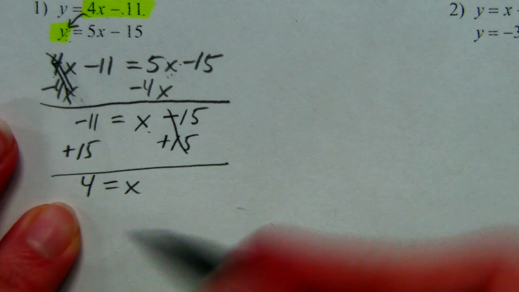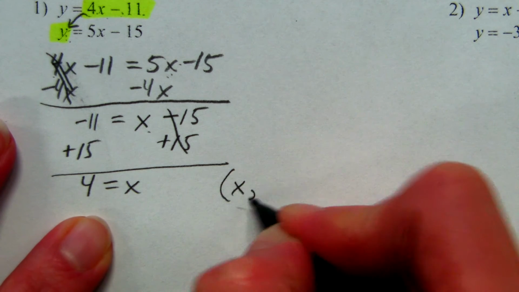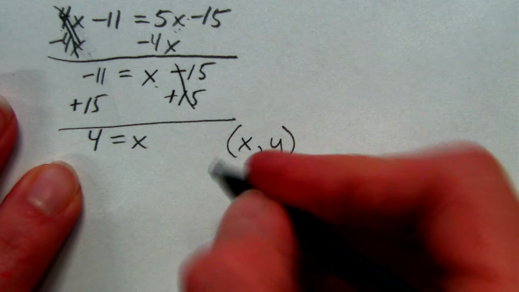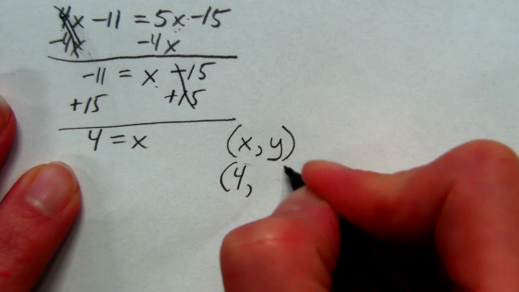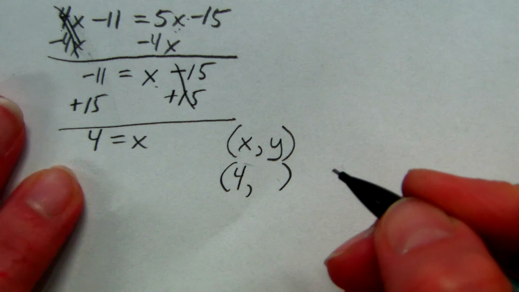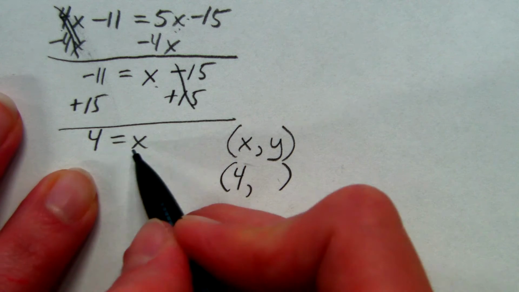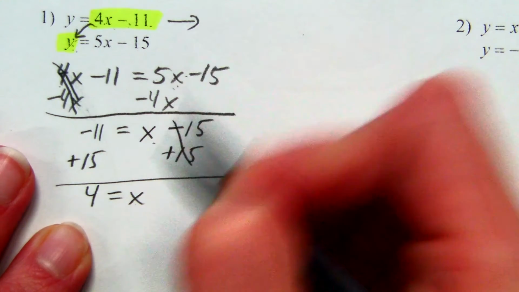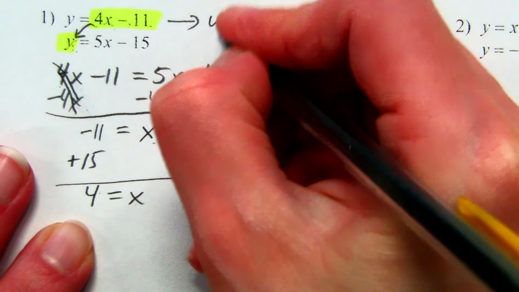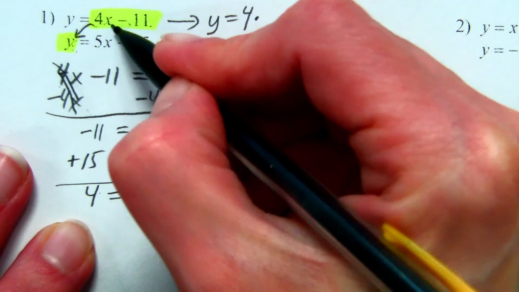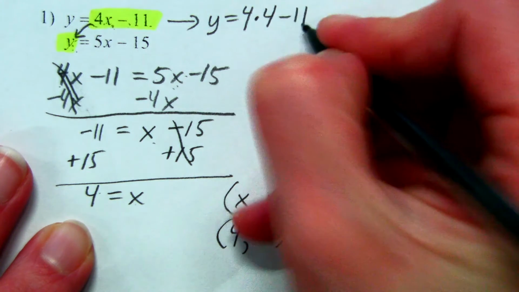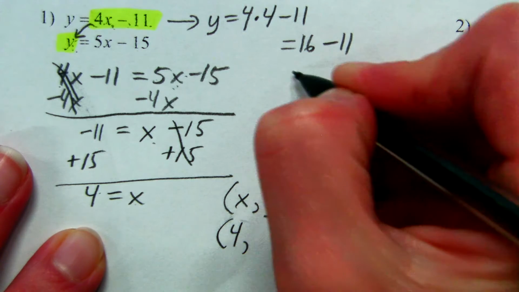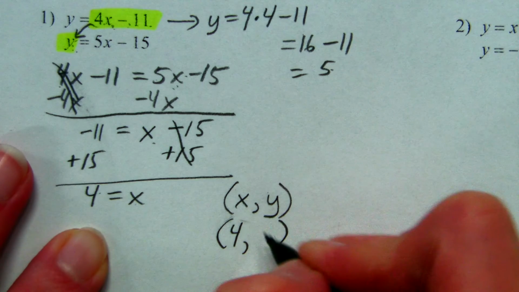So my final solution is going to have an x and a y. It's a coordinate pair. It's a point on the graph. So we just found that the 4 is the x part. We still need to figure out the y part. So what we do is we know that x is 4. We choose one of these equations. It doesn't matter. And we're going to put the 4 in where the x is. So y equals 4 times, it was x, we're going to put in 4. So 4 times 4 minus 11, that would be 16 minus 11, which is 5. And that gives you the y coordinate.